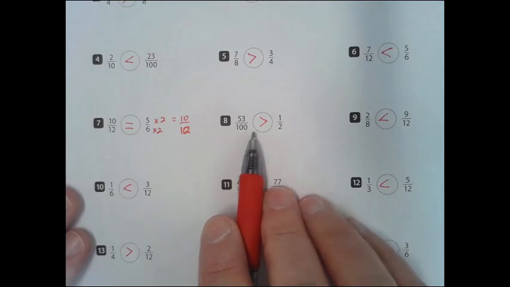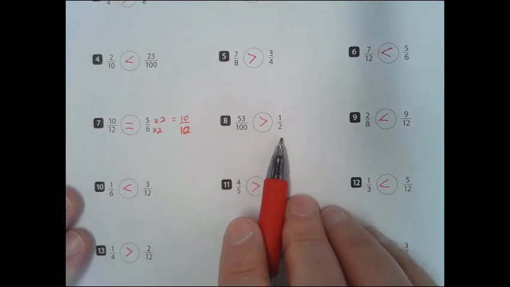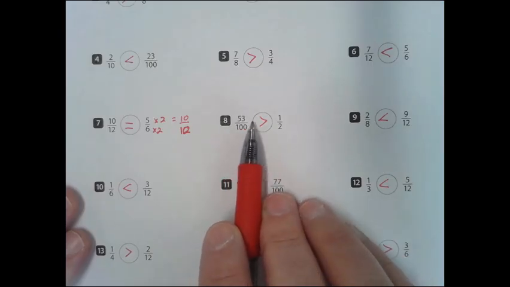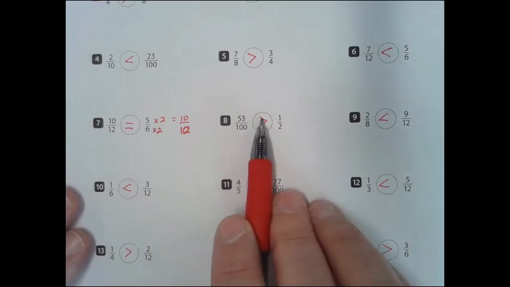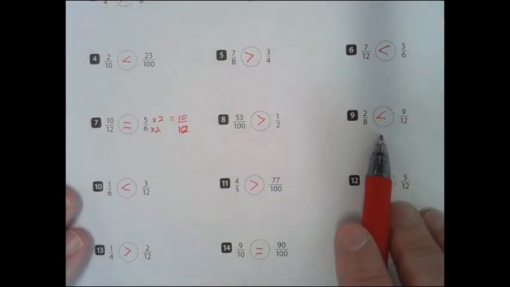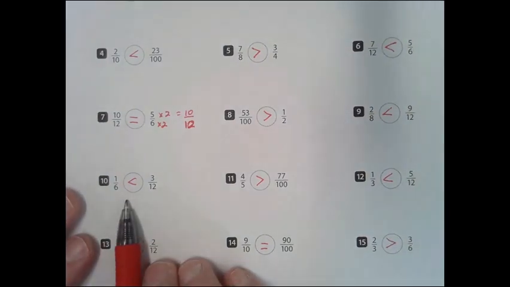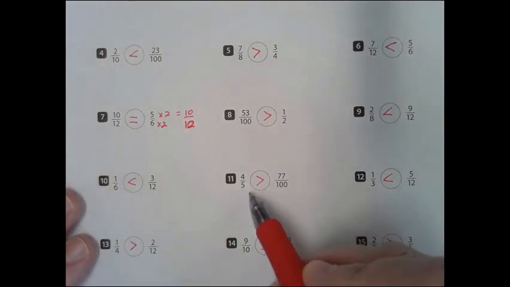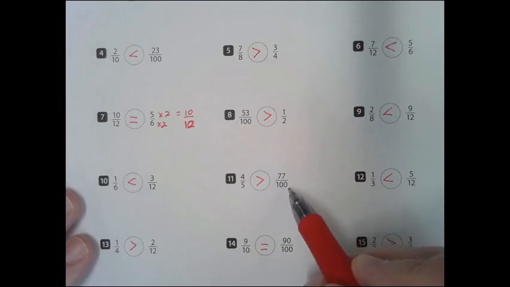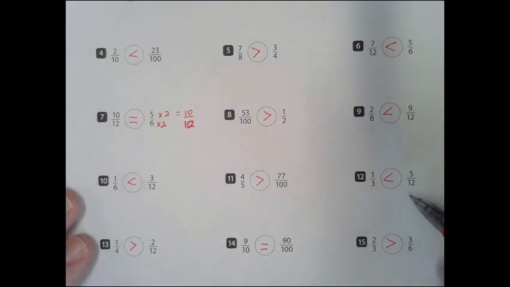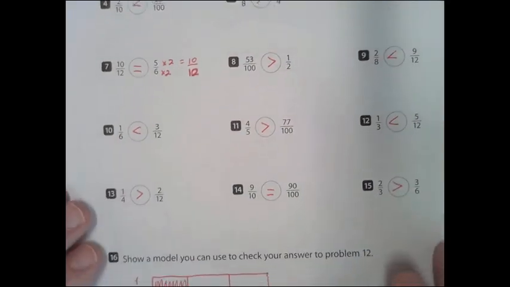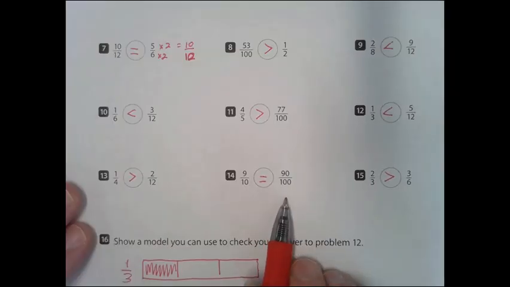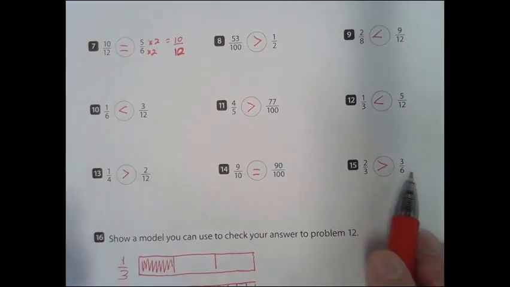53 out of 100 is greater than 1/2. So again, I can think about it using the benchmark half. Well, I know that 50 hundredths would equal half. So if we have 3 more hundredths, 53 hundredths would be greater than a half. 2/8 is less than 9/12. 1/6 is less than 3/12. 4/5 is greater than 77 hundredths. 1/3 is less than 5/12. 1/4 is greater than 2/12. 9/10 is equal to 90/100, and 2/3 is greater than 3/6.